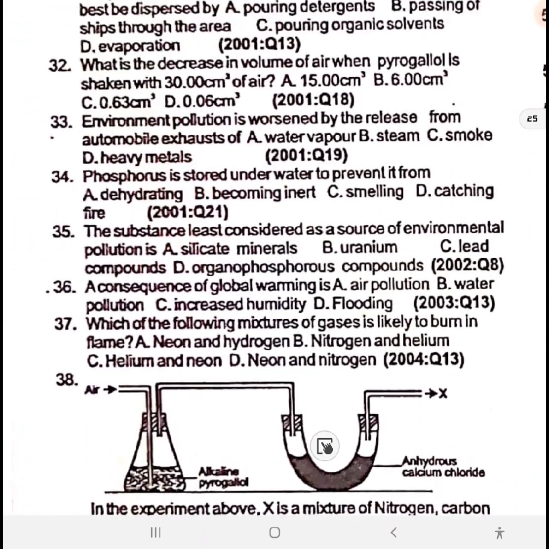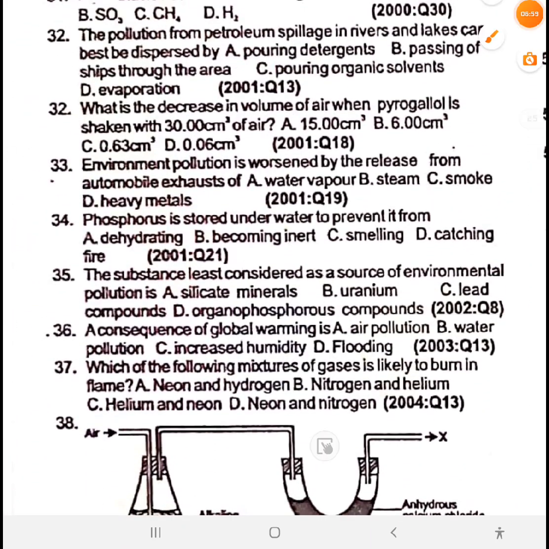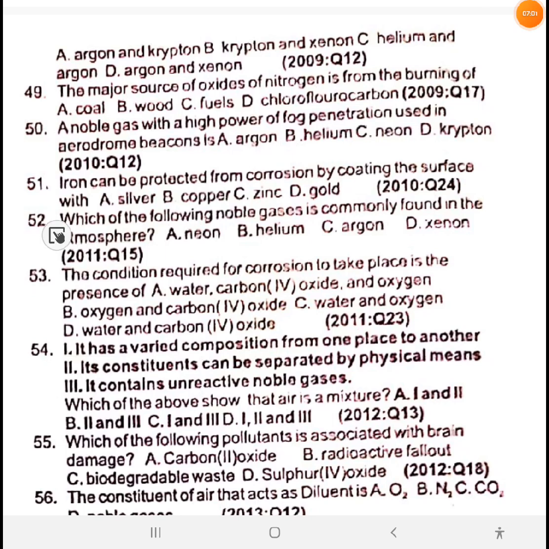So that's that. We'll go to the last part of this. All right, we're on. Question 49. The major source of oxide of nitrogen is from the burning of fuels. Option C. A noble gas with high power of fog penetration is neon. Don't forget, we touched them already.